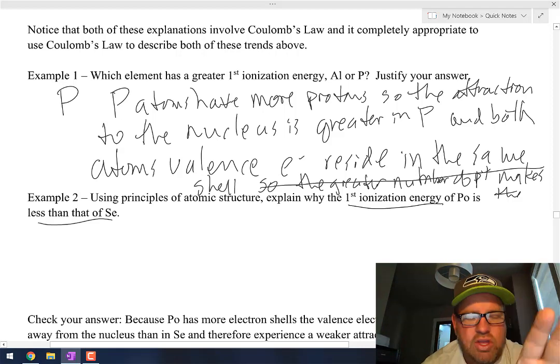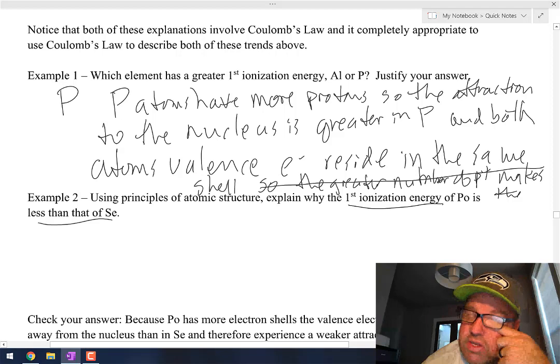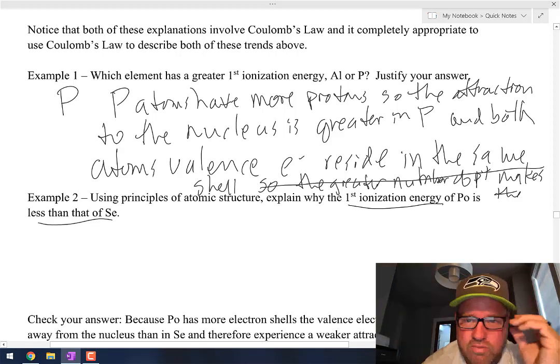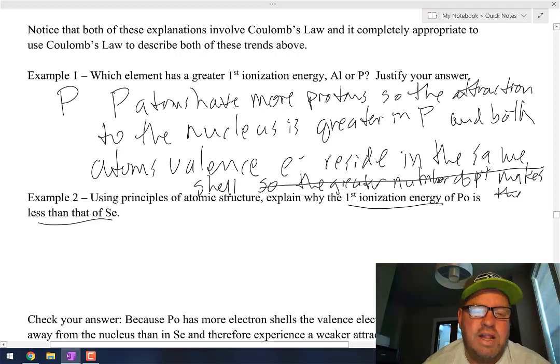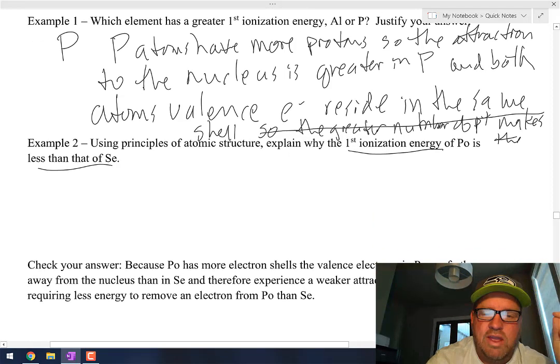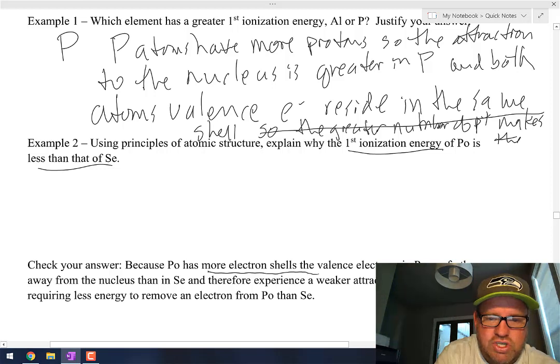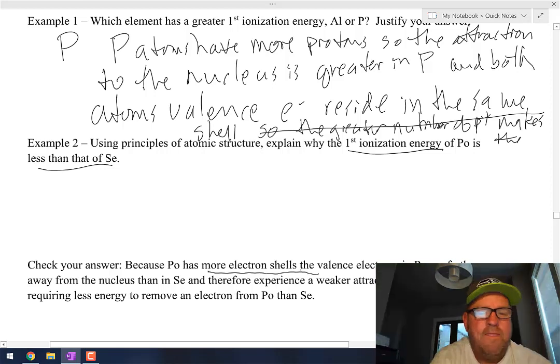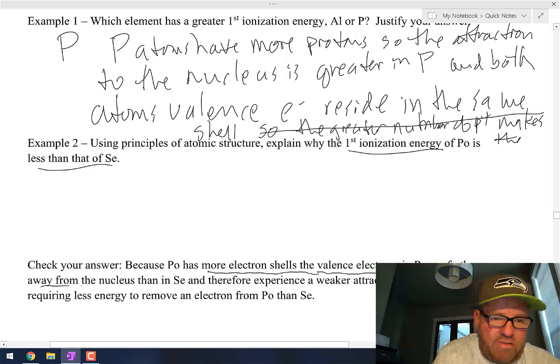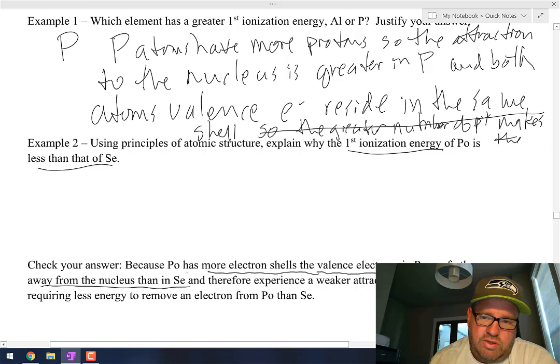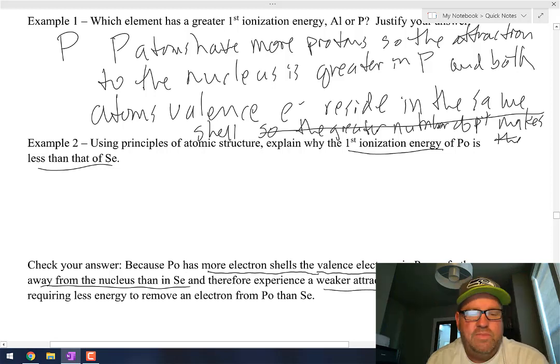Okay, if that's all that you write is, phosphorus is farther to the right, so the attraction's greater, they will not give you credit for that answer. You have to talk about it in terms of protons and electrons. So same thing here. You can't say polonium's lower on the periodic table. What you can say is that polonium has more electron shells. And so the valence electrons in polonium are farther away from the nucleus than in selenium, and so the attraction is weaker. And so it requires less energy.